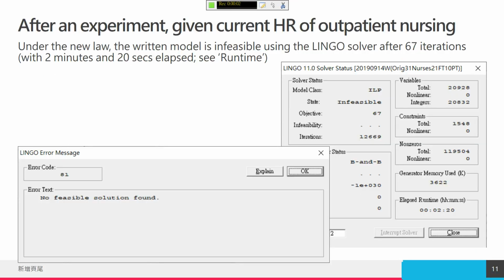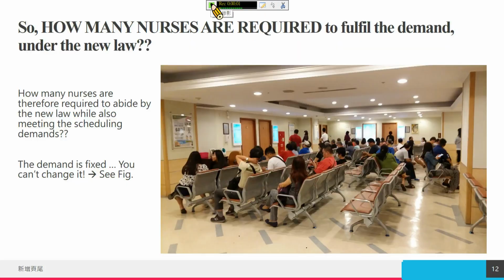Then, after we changed the model parameter for the maximum possible shifts a day to 2 shifts in the PBGP model, this model is written in LINGO and used by that hospital. We simply get no feasible solution. The story told by the head nurse is verified. So, according to our direction for the analysis, we should try to improve the problem of insufficient human resource. But how many nurses are therefore required as to fit the new law?